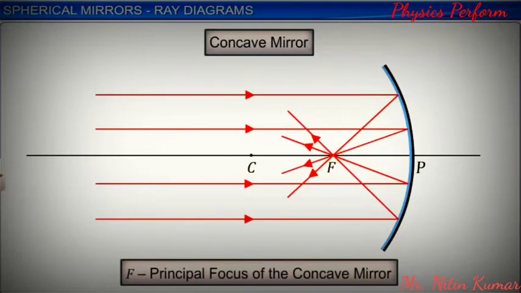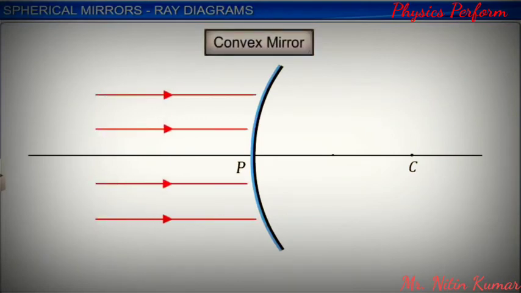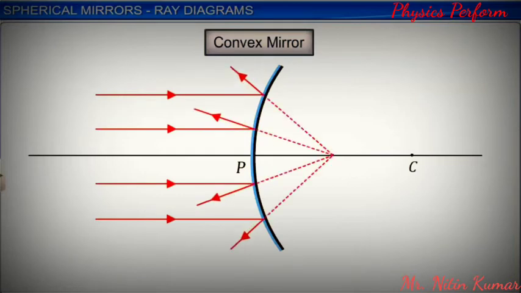In the case of a convex mirror, such parallel rays of light after reflection appear to diverge from a point on the principal axis, known as the principal focus of the convex mirror.